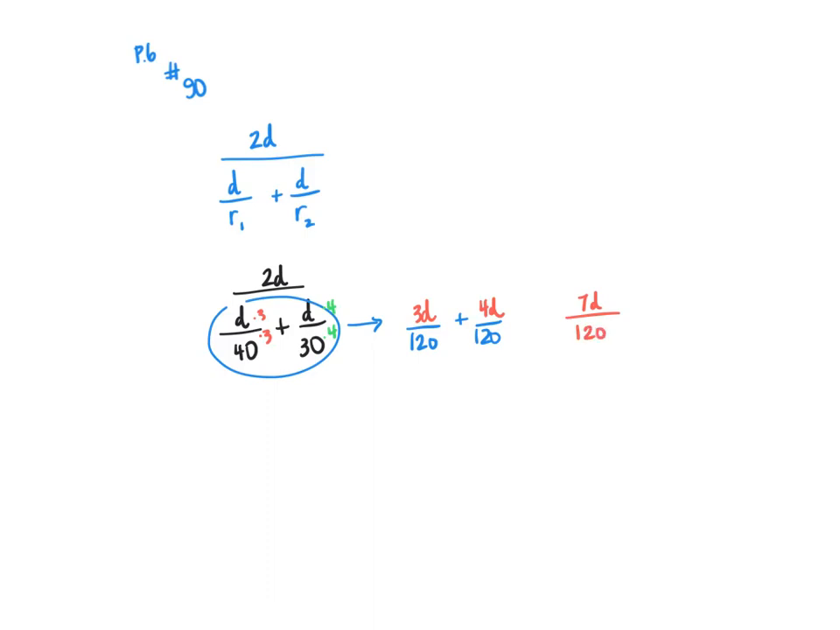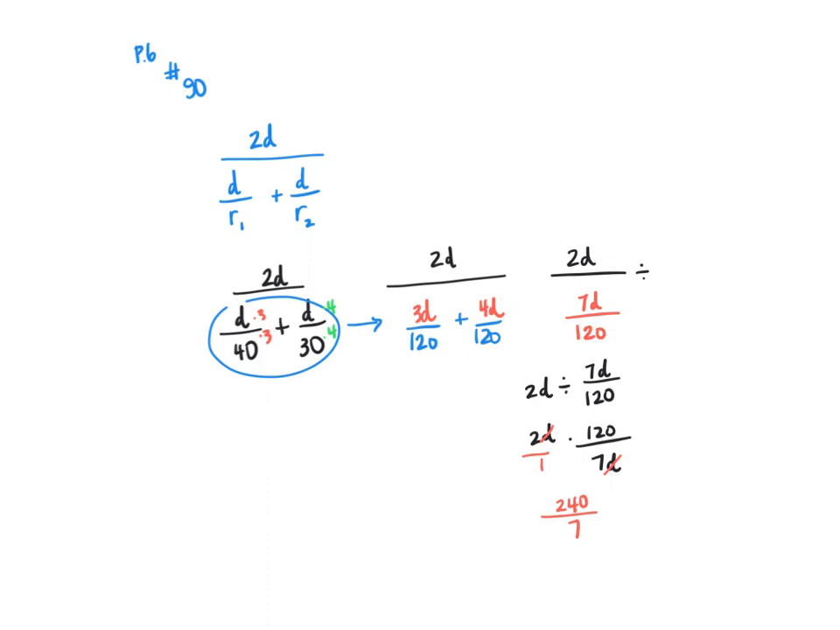Now I can't forget about my numerator. So my numerator of this complex fraction is 2D. And so if you were to write this in a literal way, this is 2D divided by the fraction 7D over 120. Well, then I can multiply by the reciprocal. And so I see this monomial over a monomial. I can reduce that D over D to 1. And I end up with 240 over 7.